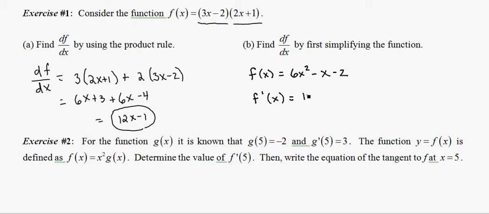F prime of x will be 12 times x to the first minus 1. And remember, the derivative of a constant is 0. So as long as you've learned the power law and some other ones, we can find the derivative in a different way. So it's kind of tricky.